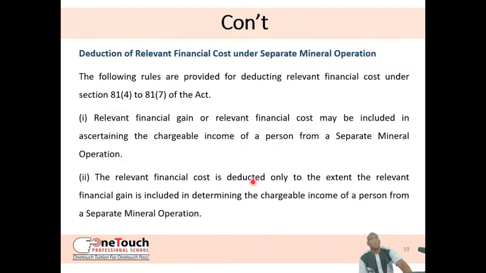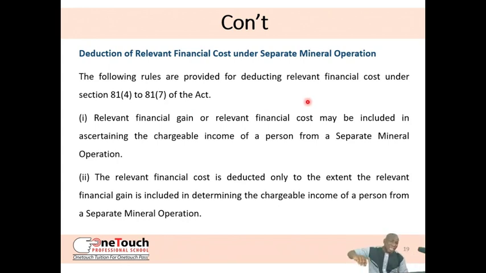Now let's look at the issue of financial cost and financial gain. This was discussed when we were doing petroleum operation. I mentioned that financial cost arises as a result of the losses that come from hedge instruments, whilst financial gain will be the profit that arises from hedging your financial instruments. The question is, how are they treated? The following rules are provided for deducting relevant financial costs under section 81, subsection 4, and section 81, subsection 7 of the Act. It is the same way we discussed it under the petroleum operation.